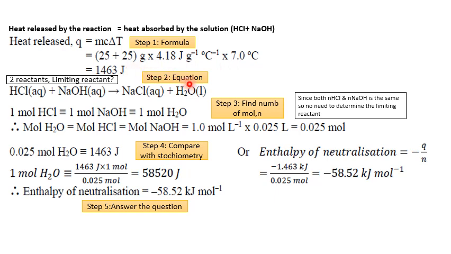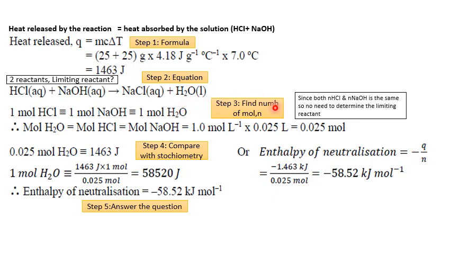Next, we have to write down the equation. Based on the equation, 1 mole of hydrochloric acid reacts with 1 mole of sodium hydroxide, producing 1 mole of sodium chloride and 1 mole of water. Based on the definition of heat of neutralization, we refer to 1 mole of water formed, not just the heat released.